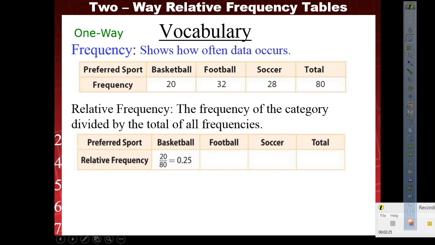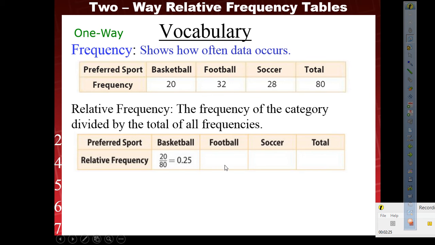The relative is basically how it's related to the total. That's what relative means, right? When you're related to someone, how you're related to that person. In this case, look up, good question. What relative means is: how does this one relate to the total? Well, how does it relate? That it's 20 out of what? 80, and it becomes 0.25. Good question.